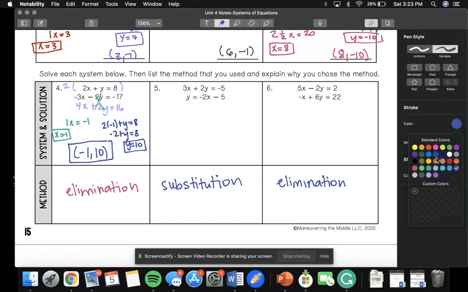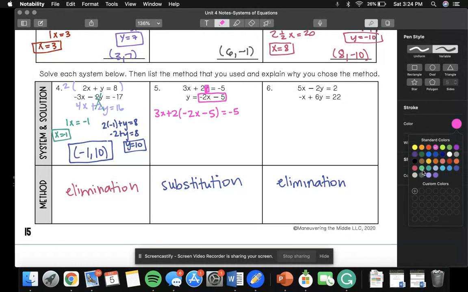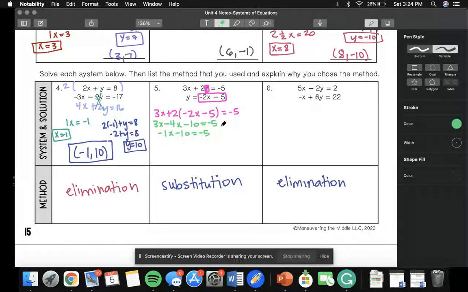Okay, substitution for the second one. I am going to substitute this value in for every y that I see in the top. So 3x plus 2y's equaling negative 5. Then I'm going to solve it. 3x minus 4x minus 10. Negative 1x minus 10 equaling negative 5. Then I would add 10, and that would be positive 5, which means that x equals negative 5.